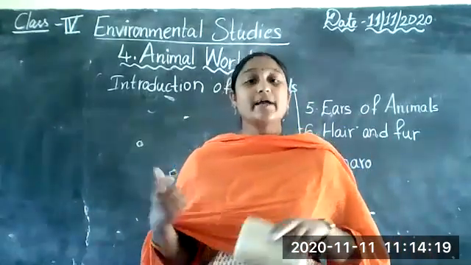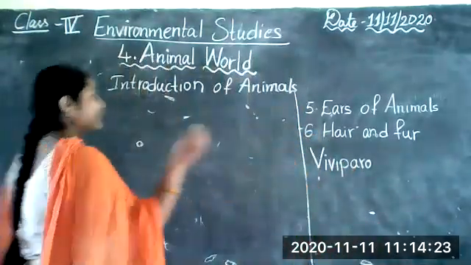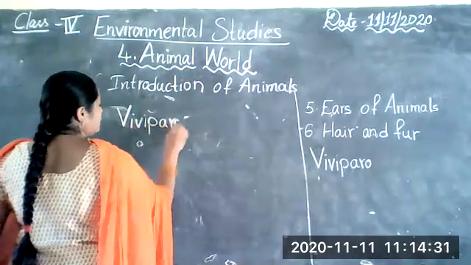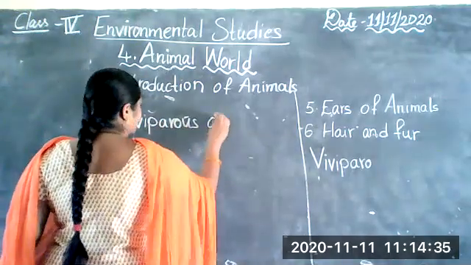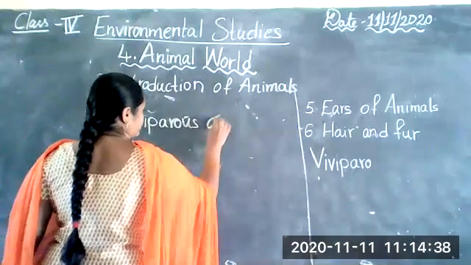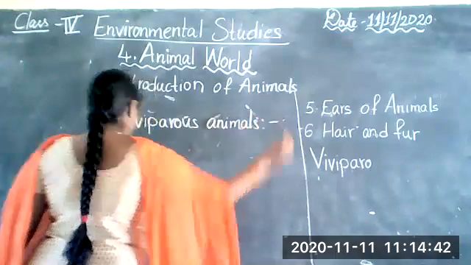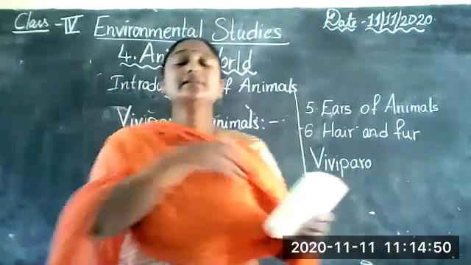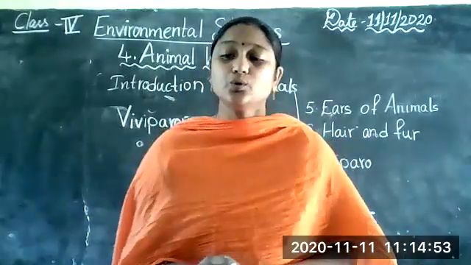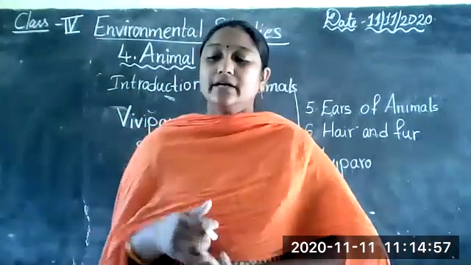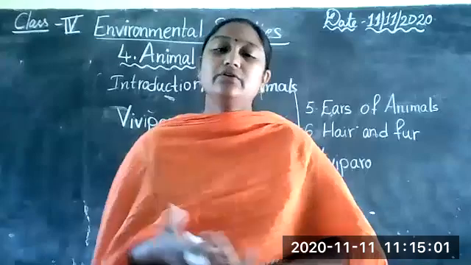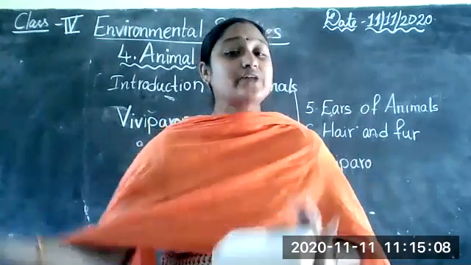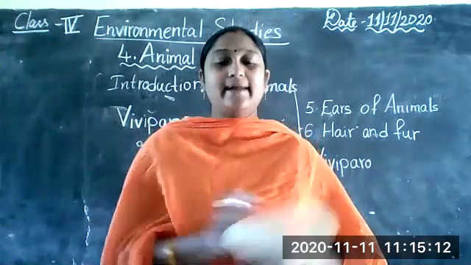And today I am going to explain again how they bring up their young ones. See here, young ones are there, that is why here I am explaining first of all viviparous animals. What is the meaning of viviparous animals? Here I am giving the definition. Viviparous animals mean, children, an animal that is viviparous gives birth to developed young ones, not eggs. Means directly, viviparous animals directly give birth to young ones.